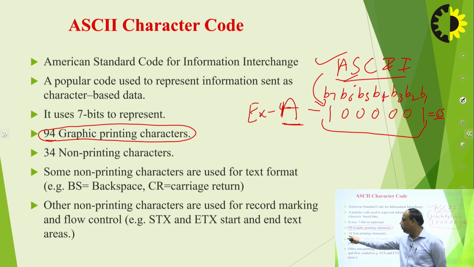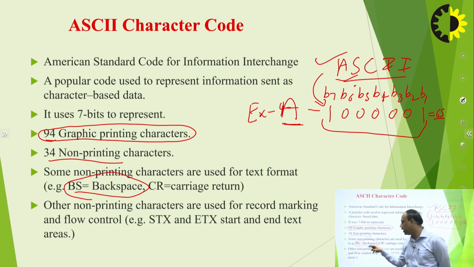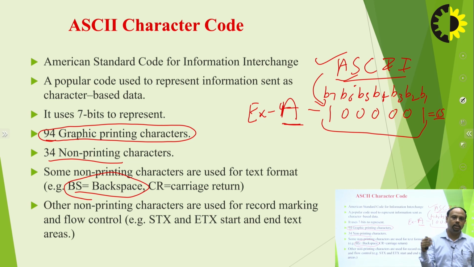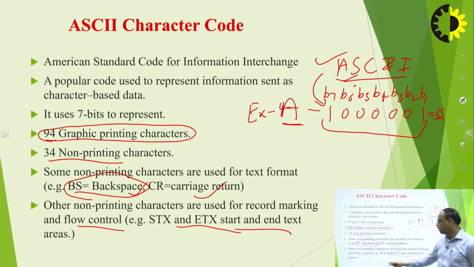Again, we have 34 non-printing characters, that is, characters which are not printed as we press them over different documents. For example, backspace is one of the non-printing characters. When we press backspace, nothing is printed on the screen. So backspace is one example, carriage return is another, and many others are used in flow control, like STX and ETX, which are non-printing characters in the ASCII codes.